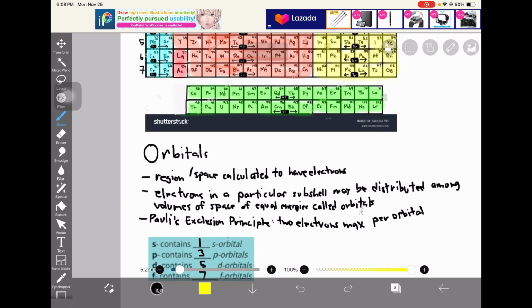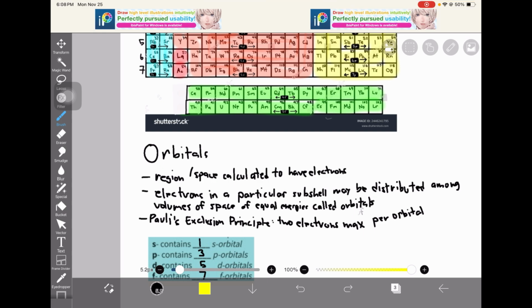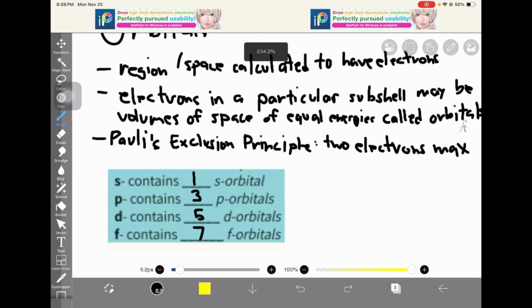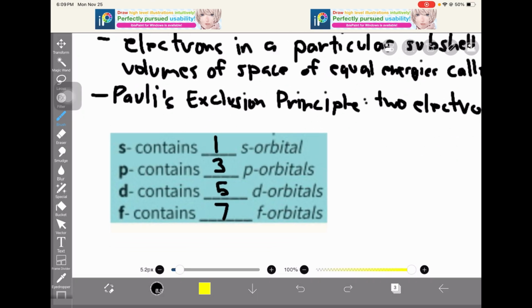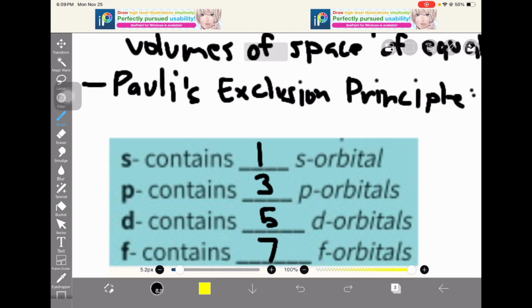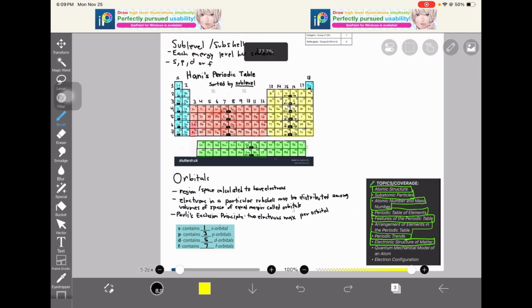Orbitals are regions in space calculated to have electrons. Electrons in a particular subshell may be distributed among volumes of space of equal energies called orbitals. And remember Pauli's exclusion principle, 2 electrons max per orbital. And the amount of orbitals, as you could see over here, is the same as the amount of configurations each type of atom has. So S has 1 s orbital and 1 configuration. P contains 3 configurations and 3 p orbitals, and so on and so forth.